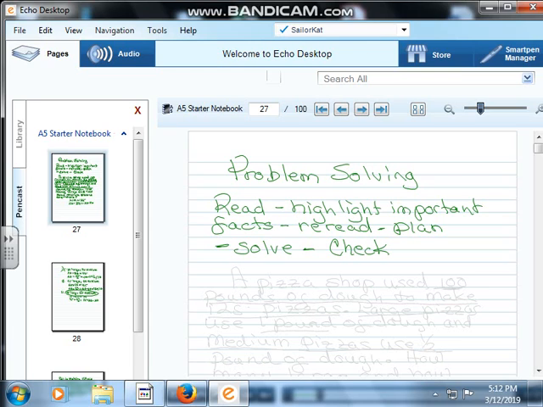Our sample problem today involves a pizza shop. This pizza shop used 100 pounds of dough to make 125 pizzas.